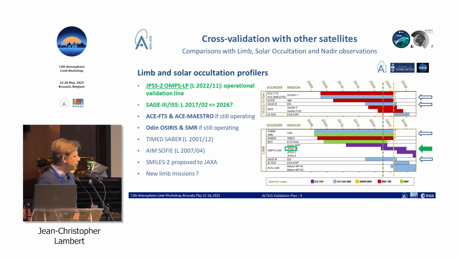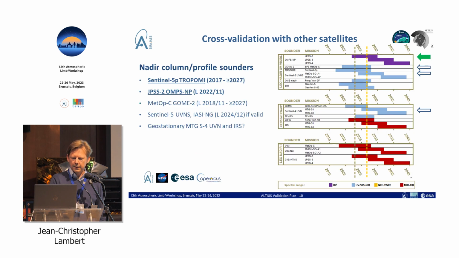Cross-validation with other satellites, you have already seen that kind of chart several times. We try to identify the best missions to do this in an operational mode, and we came to an agreement with NASA Goddard to have a strong collaboration with OMPS-LP limb. We will do the same for SAGE III on ISS. The other instruments would be, of course, very interesting, ACE-FTS and others, but of course they are aging, and the operation in this time frame is not guaranteed.